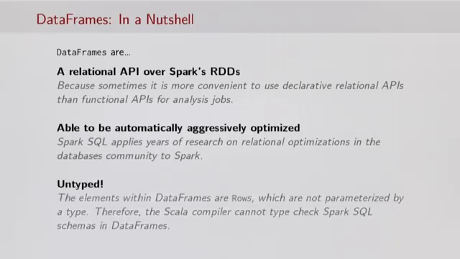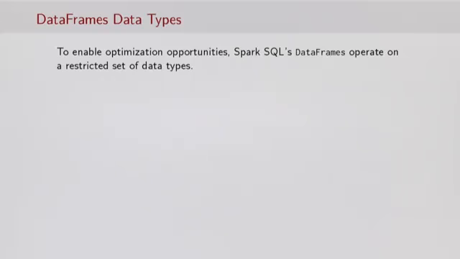And finally, one thing that you're really going to have to remember, maybe it won't bite us right in the beginning of this session, but it definitely will later, is that DataFrames are untyped. So the elements within DataFrames are rows, and they're not parameterized by some types. So the Scala compiler can't type check Spark SQL schemas in DataFrames. They're just opaque to the Scala compiler. There's all kinds of analysis done by Spark SQL, but the Scala compiler doesn't do any type checking. So they're effectively untyped.